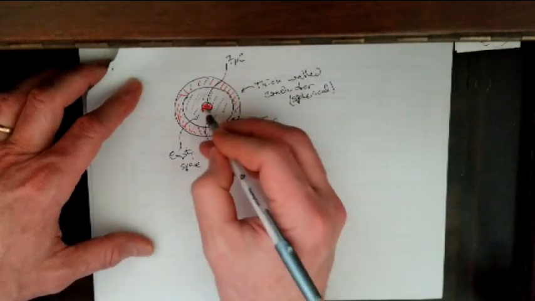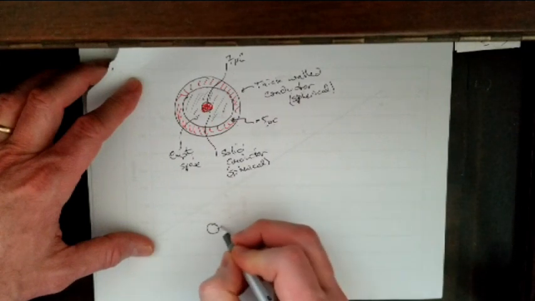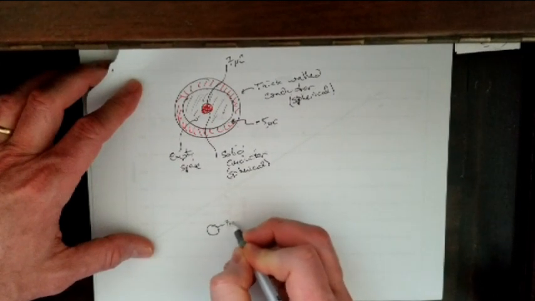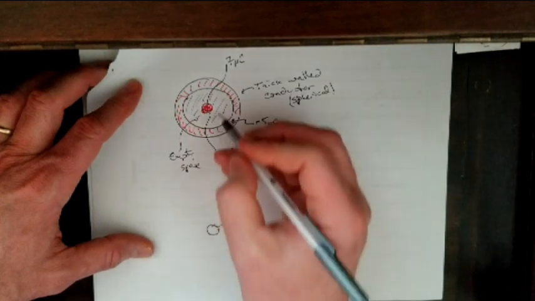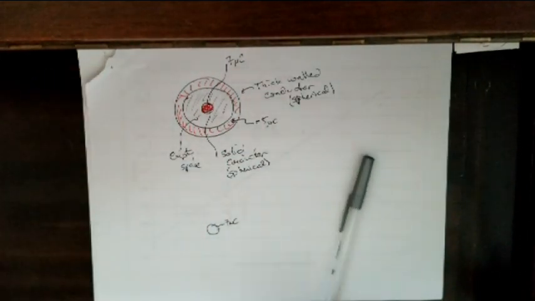And so this inner surface here will have 7 microcoulombs residing on the outside. Now, let's employ Gauss's law here.